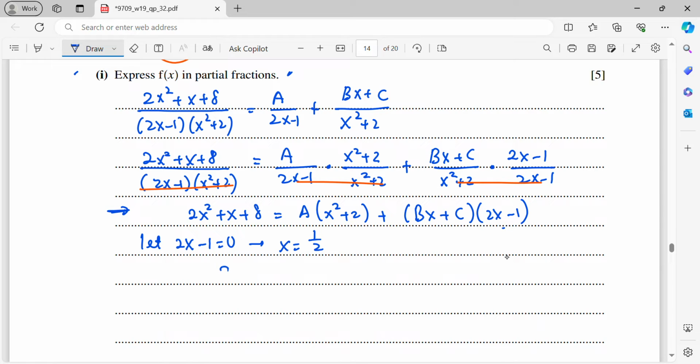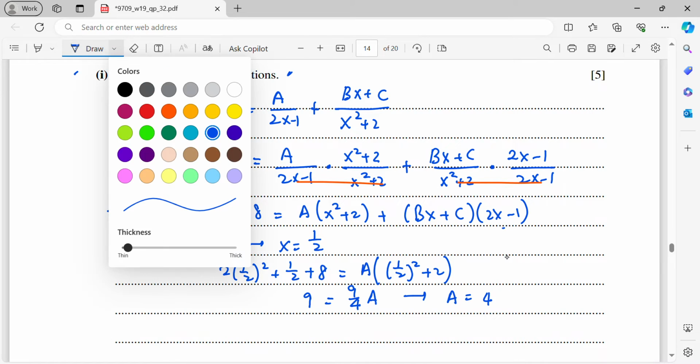That means now I'm getting 2 times half squared plus half plus 8. Then on the right-hand side you will get A times the bracket half squared plus 2. The next term will be 0 because 2x minus 1 is already 0. From here, the left-hand side is 9. The right-hand side, 1 over 4 plus 2, will be 9 over 4, times A. That means your A is 4.